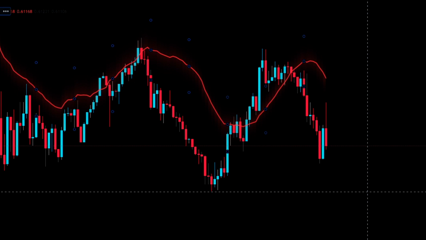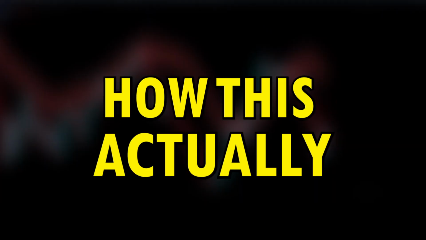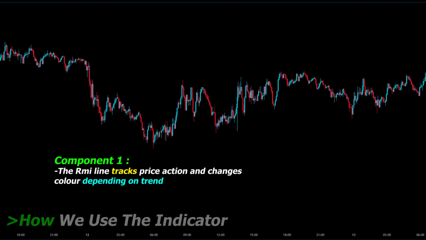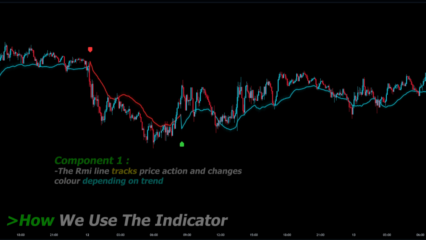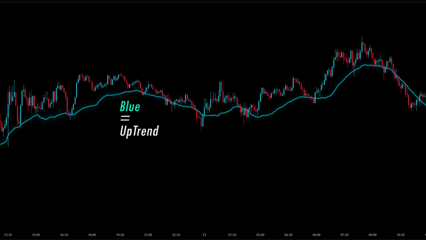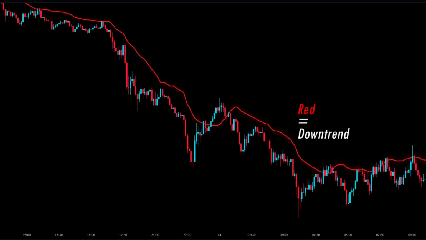Before we start, we need to understand how this actually works. The RMI Trend Sniper is made up of two components. The main component is a line that tracks price action and helps us identify bullish and bearish structural markets. It does this by changing color depending on the trend: blue when looking for longs, and red when looking for sells.